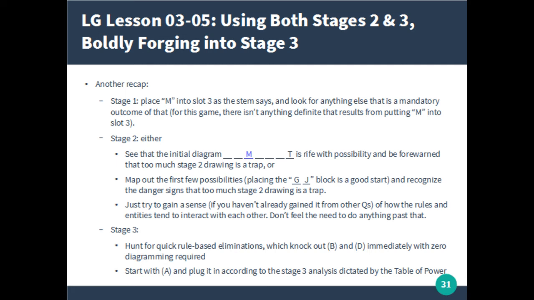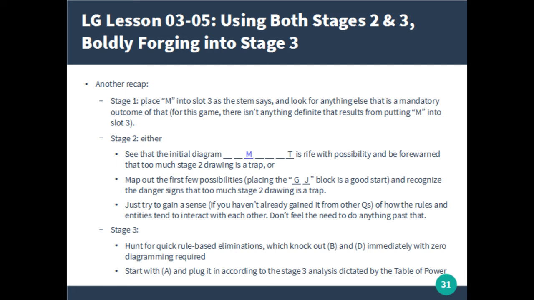So stage 1, the first thing we do is to drop M into slot 3, and then we are looking for anything else that is a mandatory outcome of that information. And for this game, there isn't anything definite that results from putting M into slot 3. That was the whole point of this, right? There's a lot of variability. So nothing much to do there. There's nothing mandatory, so we're done with stage 1.